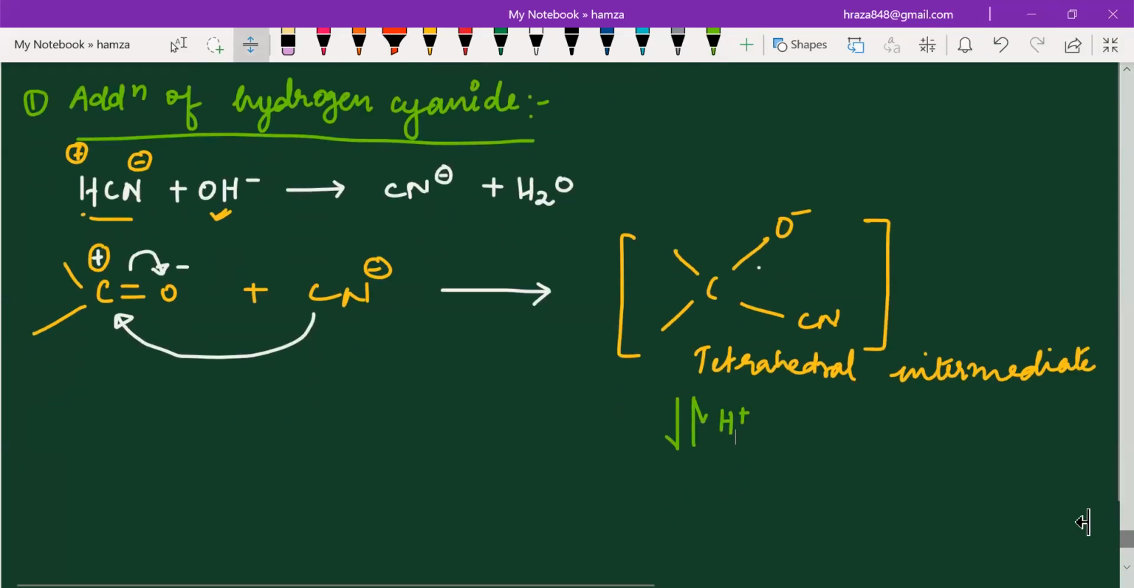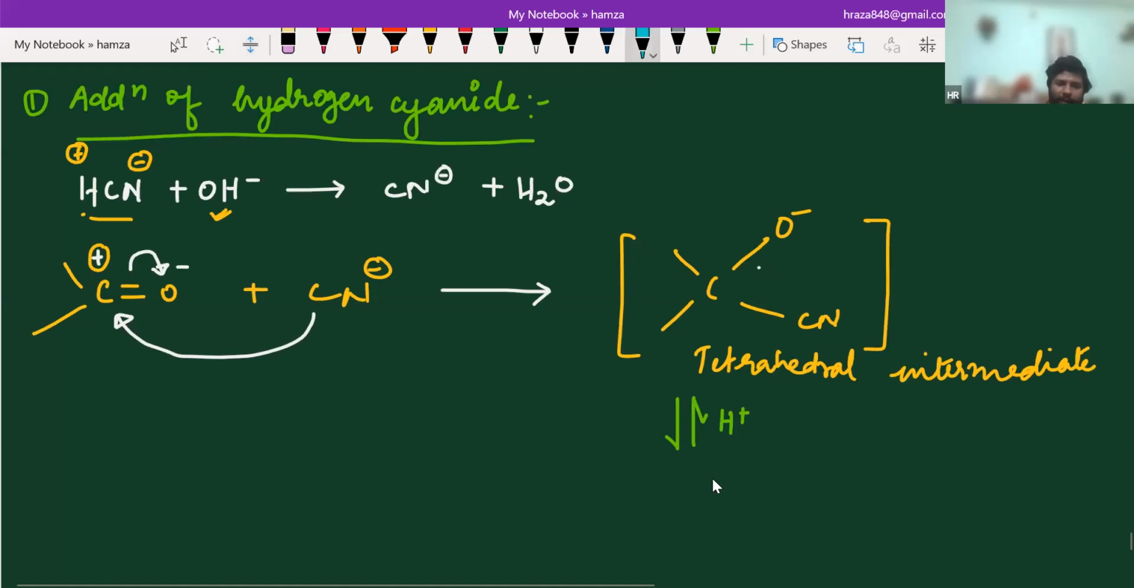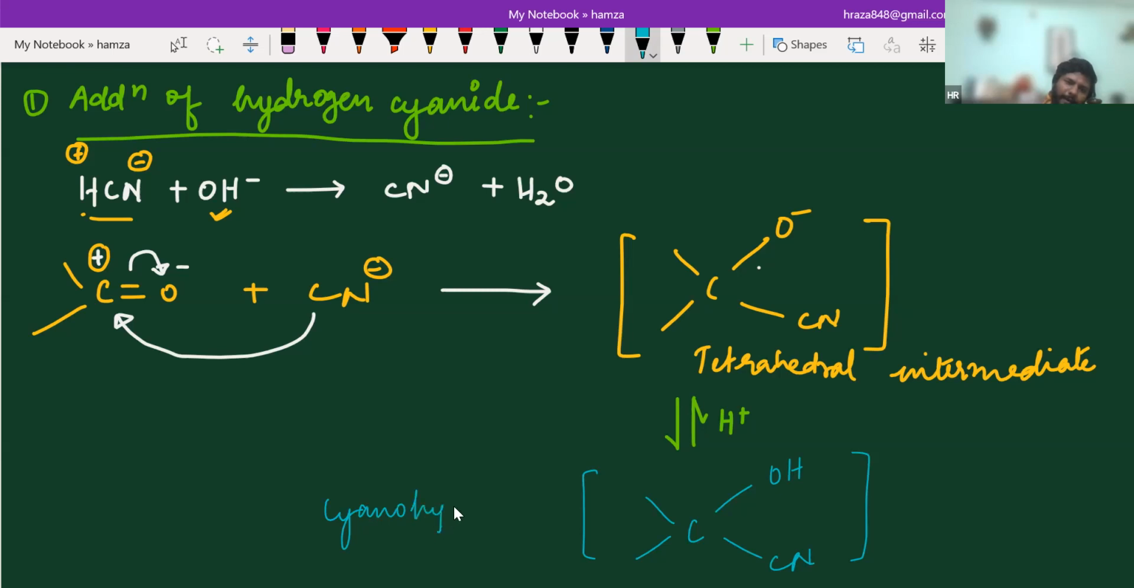That proceeds in both directions, forward and backward. In this way, you know that this positive will go to oxygen, which has a negative charge, and what we prepared from this is known as cyanohydrin. Cyanohydrin.